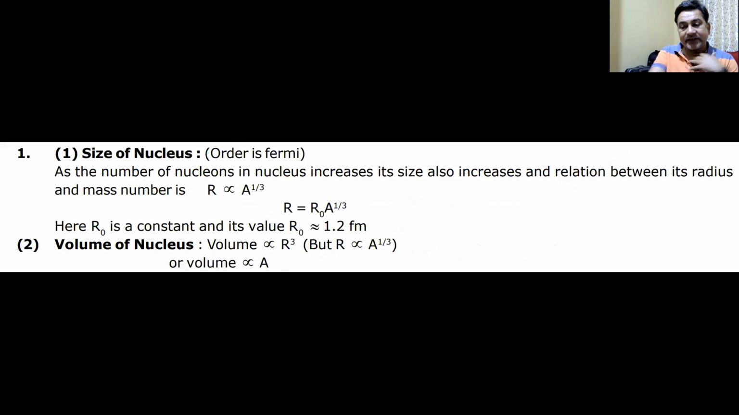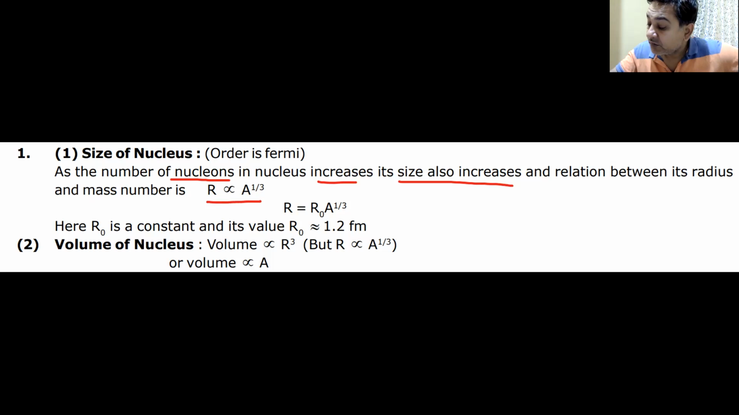Then comes the size of the nucleus. You must know this. There is no way I can tell you how this comes; you just have to remember the formula. The size depends on the number of nucleons. You understand what is a nucleon? As the number of nucleons increases, size will also increase. More nucleons will require more size. What is the relation? R, which is the radius of the nucleus, and A, which is the mass number of the nucleus. R is proportional to A raised to the power 1/3. Do we see this relation?